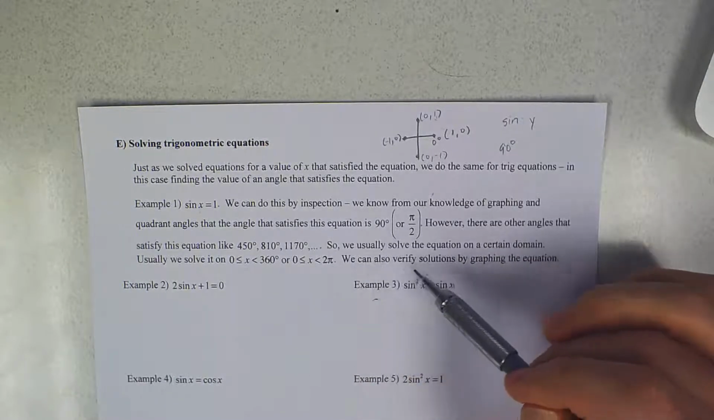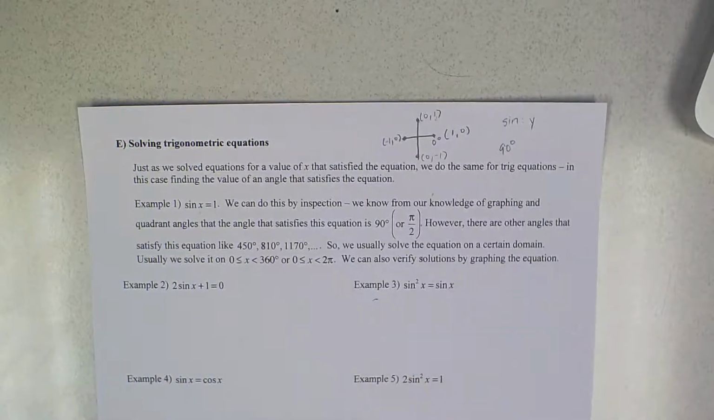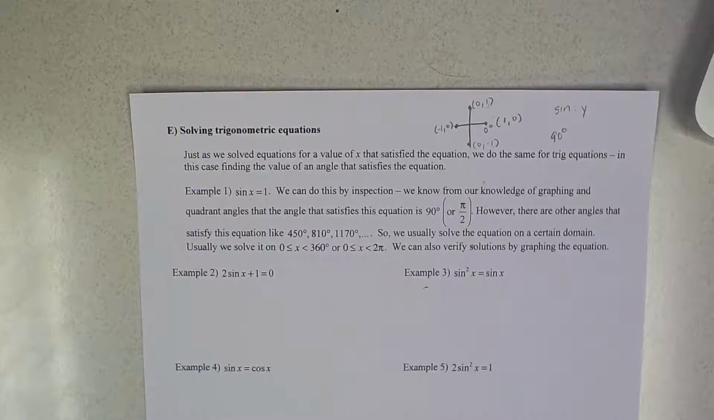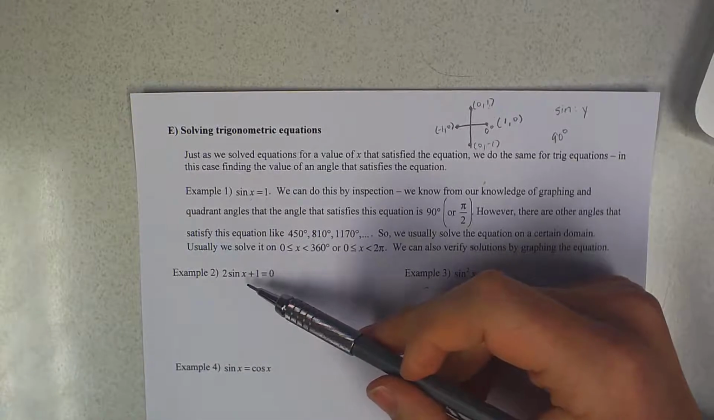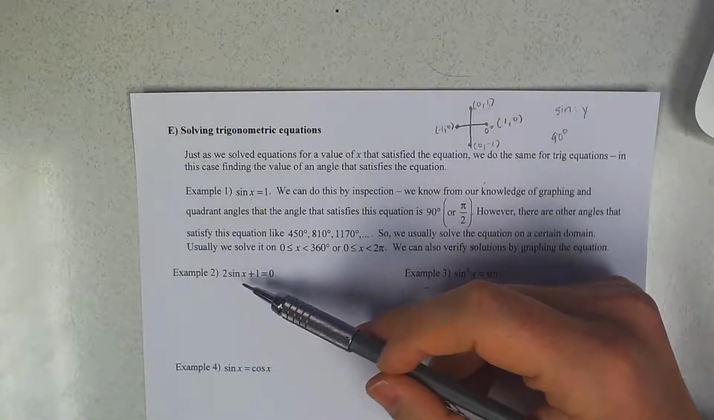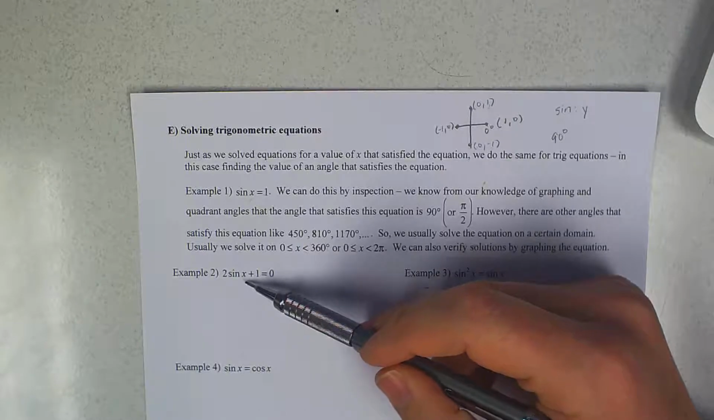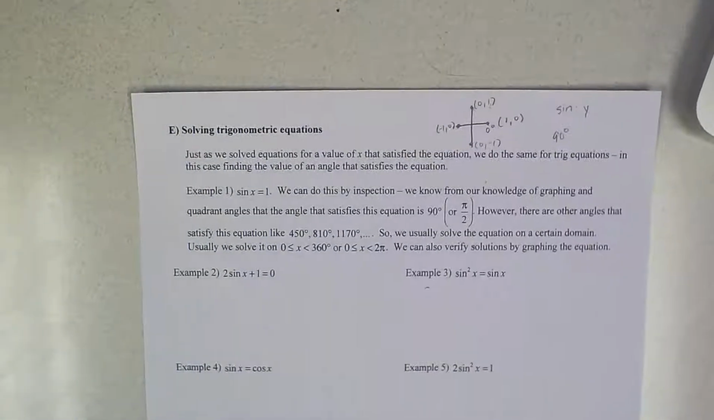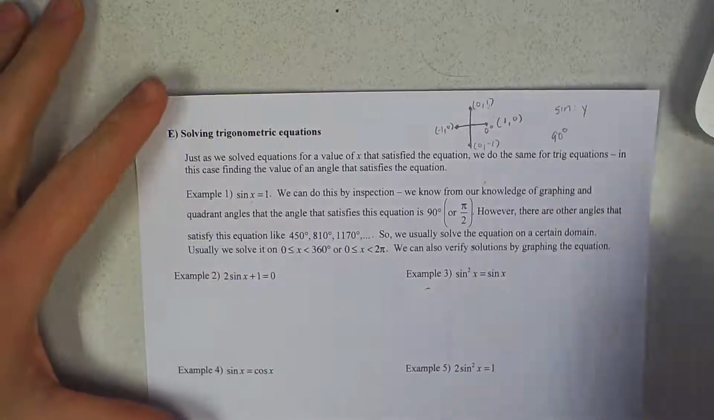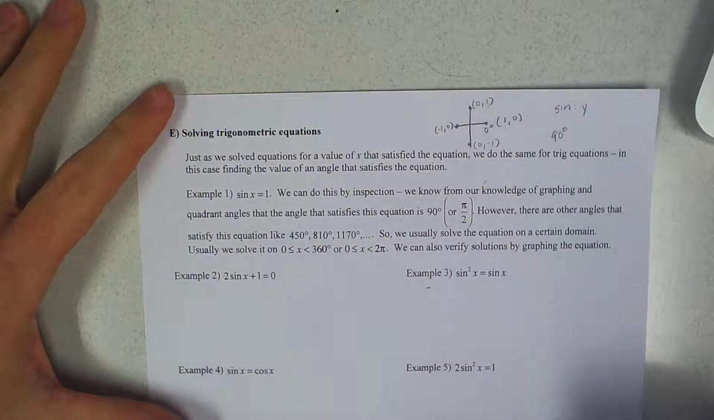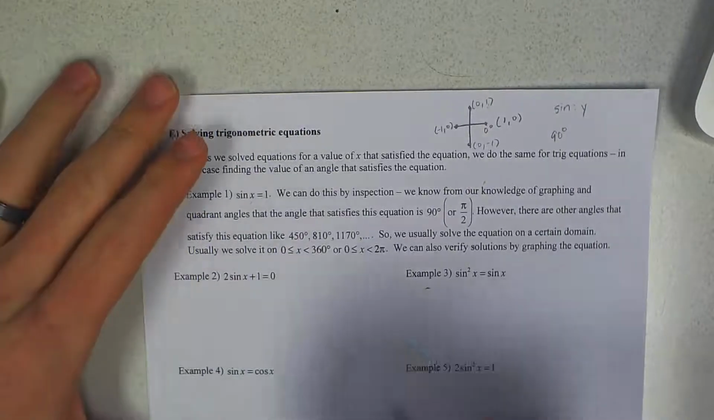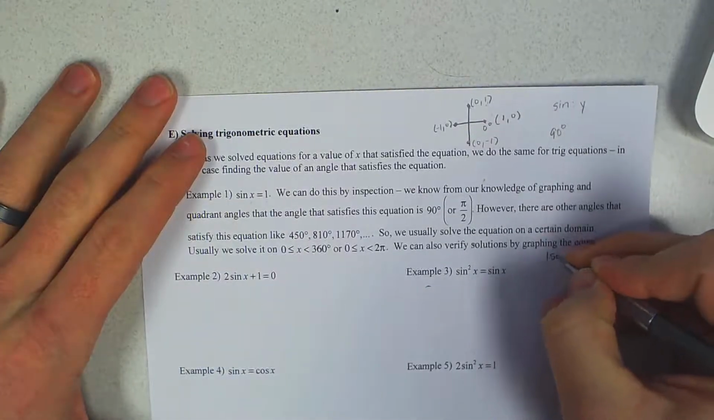So we can always verify solutions by graphing the equation. We could graph these to verify that is true. So our goal is to solve these trigonometric equations. But when you solve a trig equation, it's not like isolating x. You must be able to look at it and determine by inspection what angle is represented by that. So with example 2 here, we're going to start by subtracting this 1. We want to isolate the trig function. That's going to be the goal in all of this, to isolate the trig function.